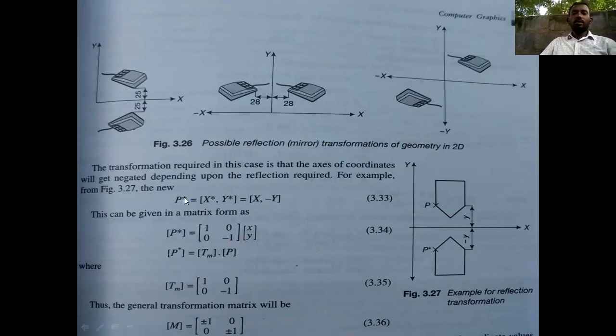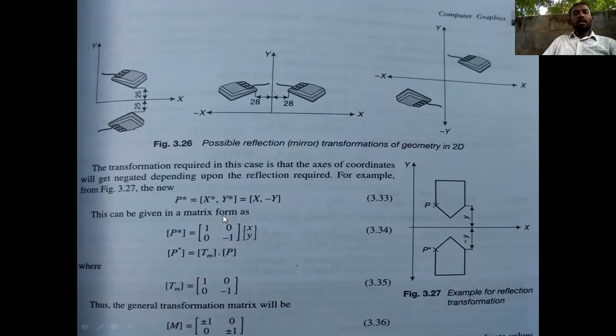That is the main concept here. See here, first one is p dash, p dash equal x dash into y dash. Therefore equal x into y is nothing. Y we call as minus, means the reflection is done on y direction only. So y direction is automatically a negative one. So that's why we are writing x comma minus y.